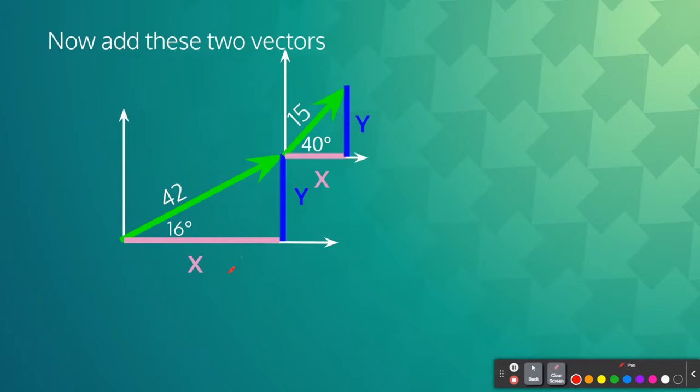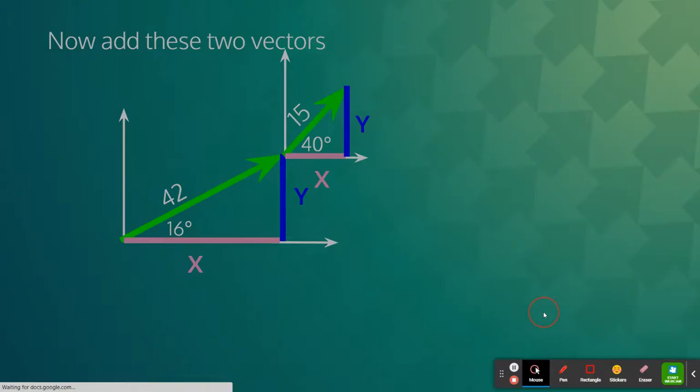So we're going to add these two vectors. This one is 42 long, that's the magnitude. The angle is 16 degrees above the horizontal. This has a length, or magnitude, of 15, and this is 40 degrees above the horizontal. So the first thing that we're going to need to do is find how much is going in the x direction and how much is going in the y direction.